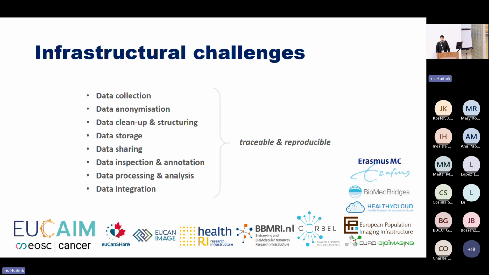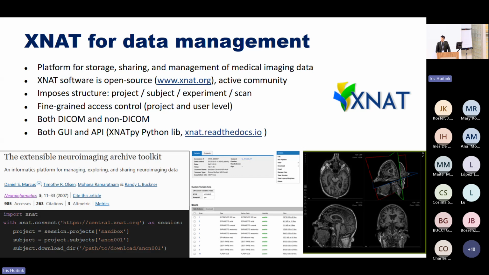HealthRI is in the Netherlands the main initiative that we are very active in, and also in European projects. The big project UCAIM has more than 90 partners working on infrastructure. In these projects, the main tool that we are taking as a starting point is XNAT. XNAT is a kind of research PACS, you could say, a research database for images. It's a platform for storage, sharing, and management of medical imaging data. It's open source software, so we didn't develop it ourselves.